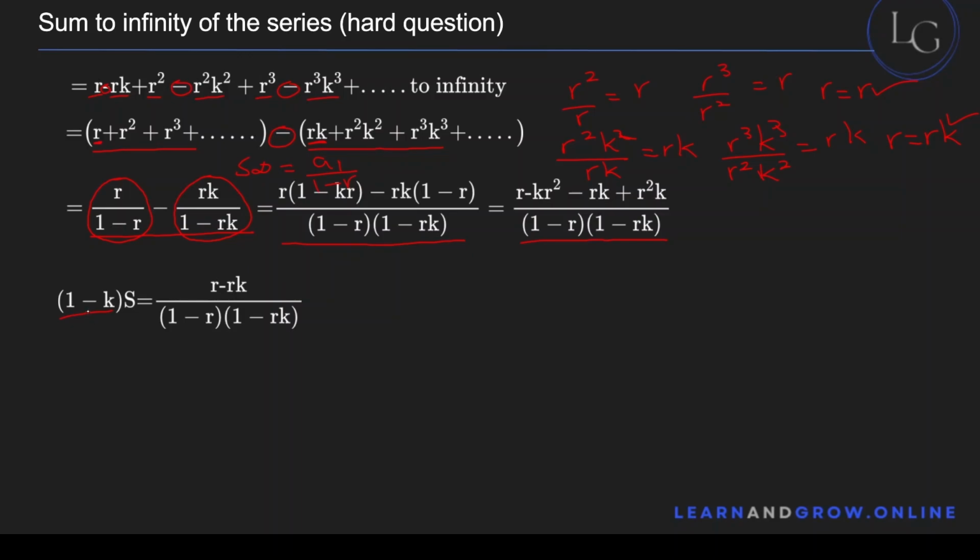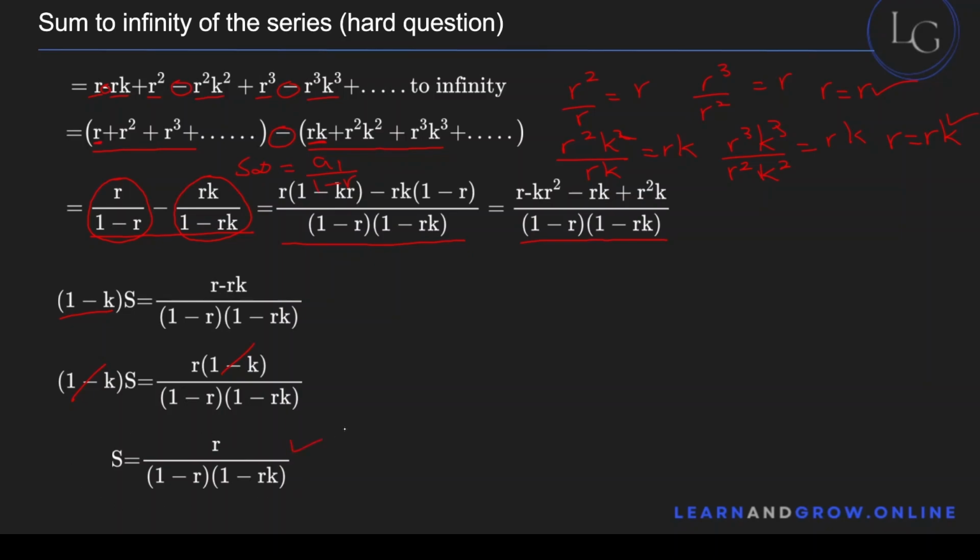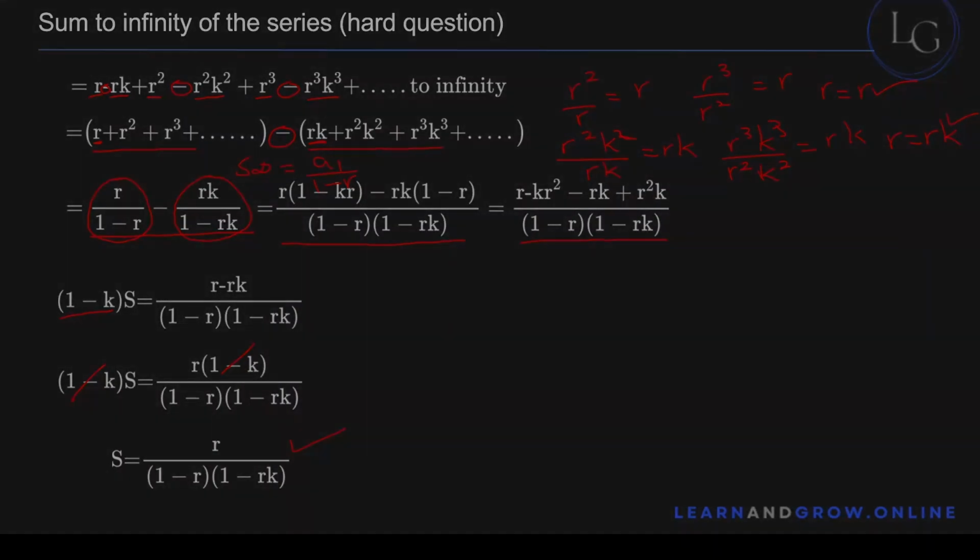So what you'll do is, in the numerator on the right hand side, you'll take r common, and then that becomes r into 1 minus k. These two will be cancelled out, and so for S infinity you have this, and this is what we had to find in the question: an expression for S infinity, the sum of the infinite series.